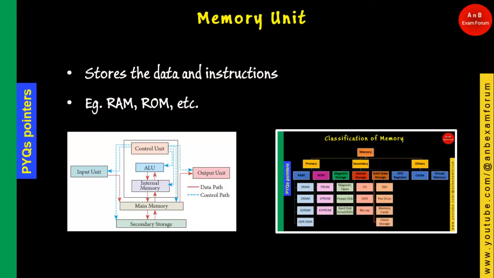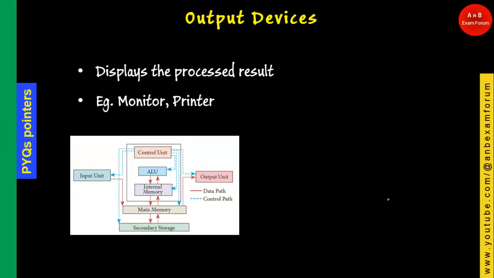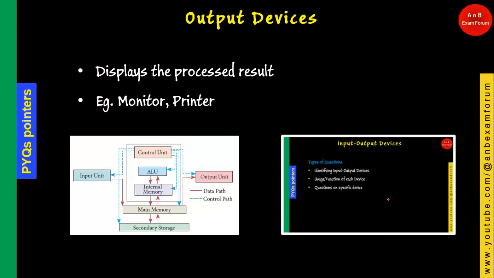And the last one is the output device. Once your data is processed, the output needs to be displayed somewhere, either in the form of hard copy or soft copy. So all such devices are known as output devices, and in this particular chapter we have completed everything. So that's it.